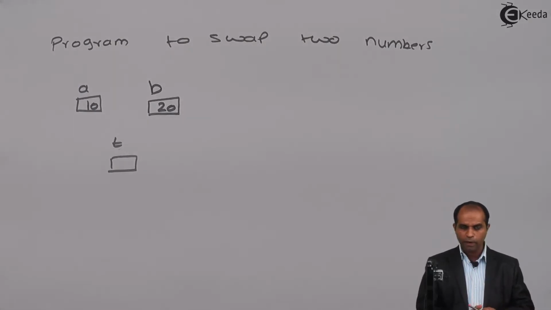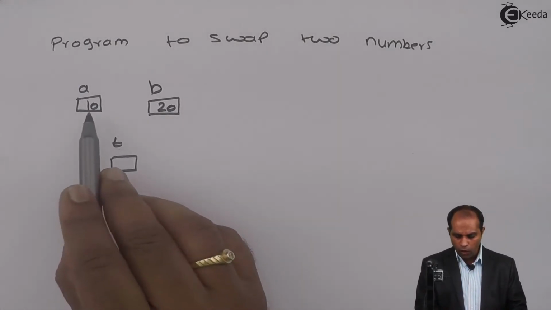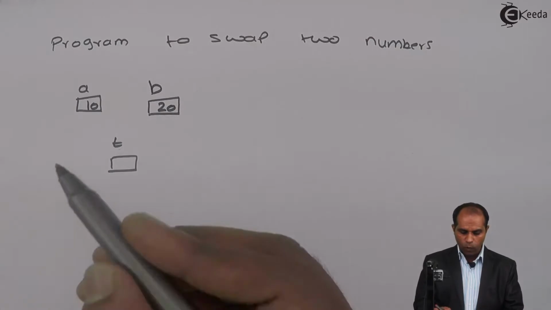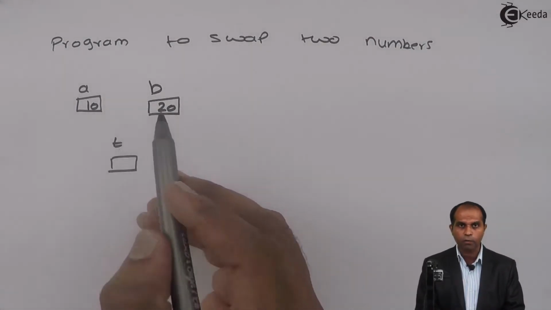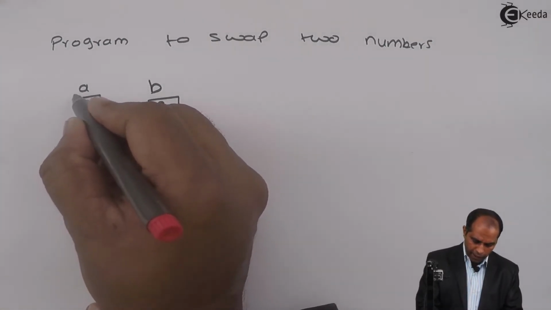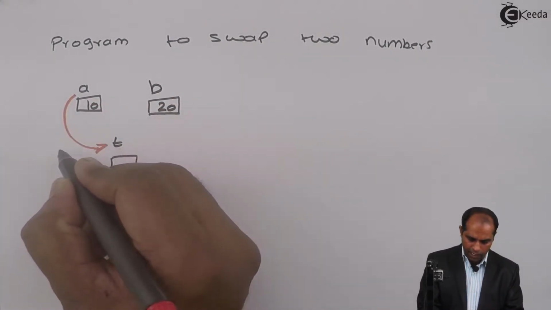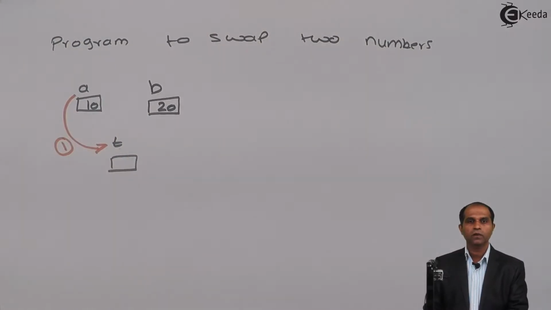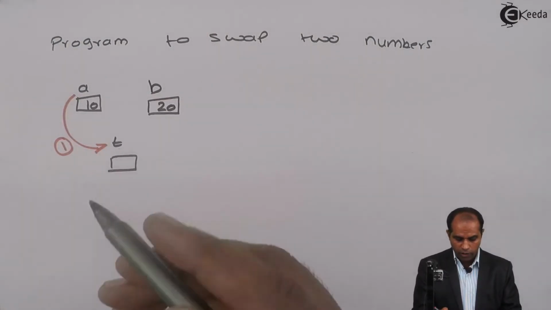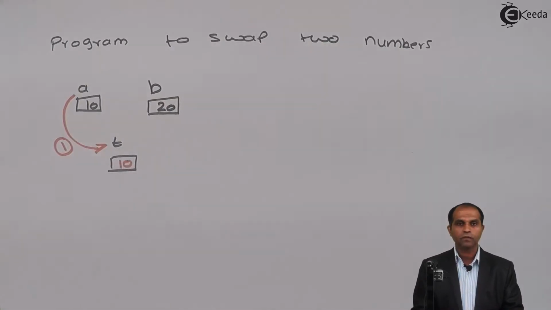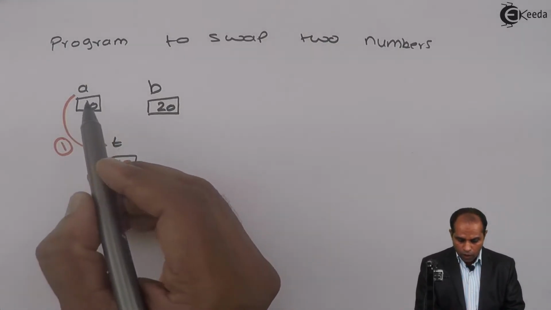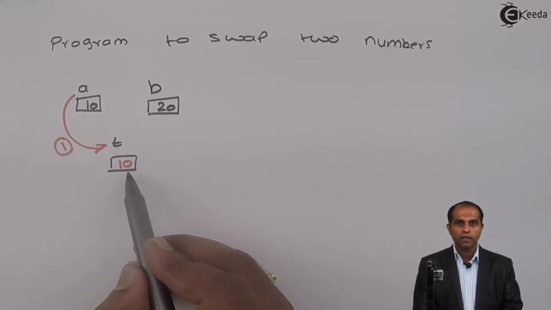If I ask you to swap the values, what you can do is, out of these two values, you can take one value into the temporary variable. You can take any one, either A or B. Let's take A into T. Now let me call this process 1. We'll copy the value of A onto T. So now when you copy the value, T becomes 10. Now the copy of A has already been done into T.